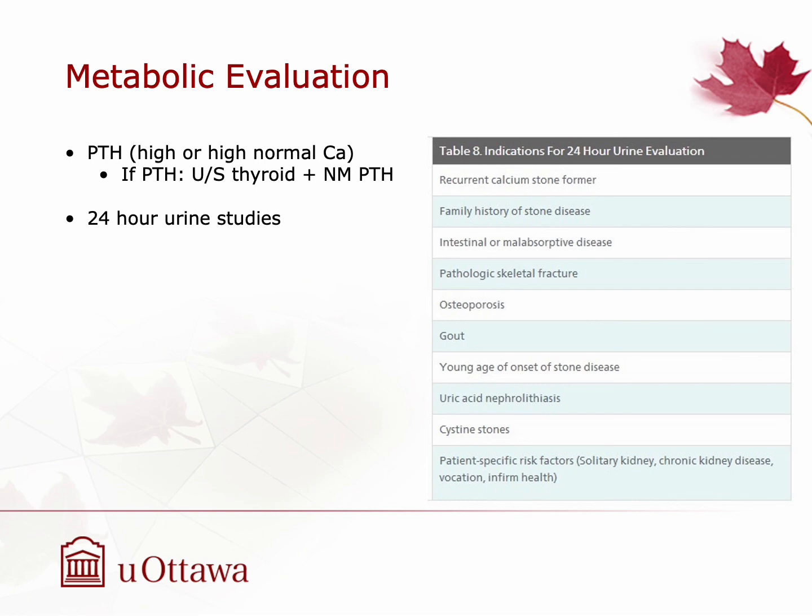24-hour urine collections are also requested on 2 separate occasions, again looking for aberrations in the urinary chemistry that would potentially increase the risk of stone formation. Things such as higher levels of calcium, higher levels of oxalate, higher levels of uric acid, higher levels of sodium, lower levels of citrate.